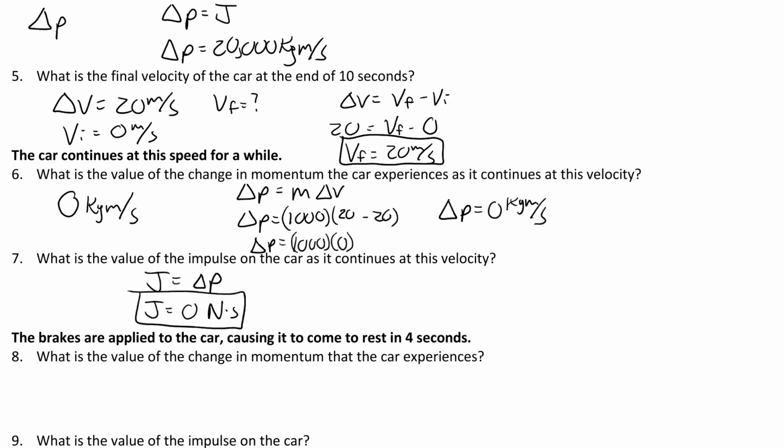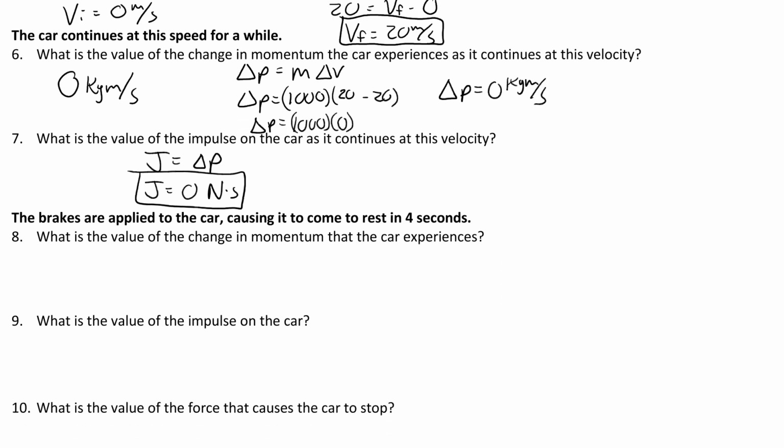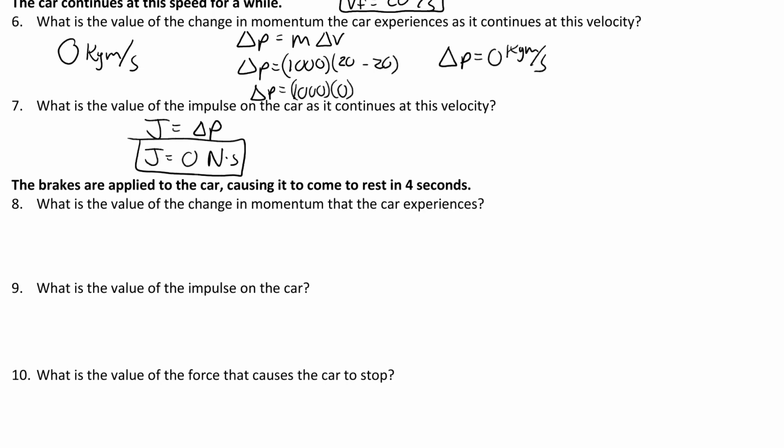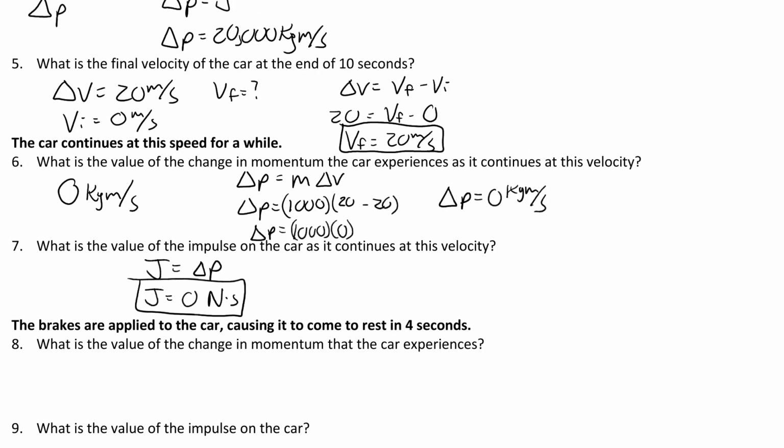All right, so nothing's really happening. It's just moving at a constant velocity. Okay, the brakes are applied to the car, causing it to come to a rest in 4 seconds. So now it says, what is the value of the change in momentum that the car experiences? It's kind of like almost a new problem now.